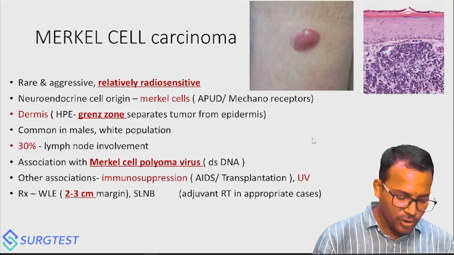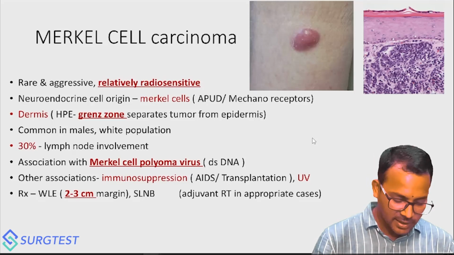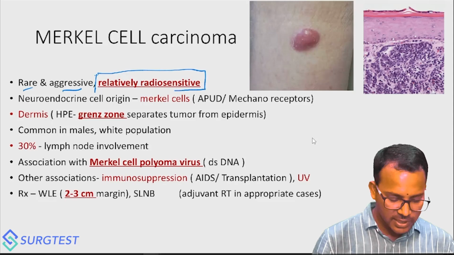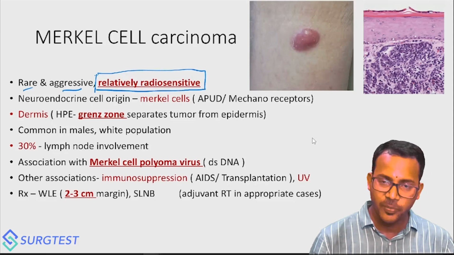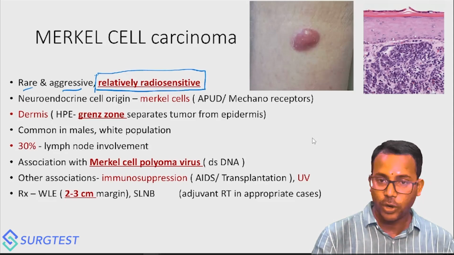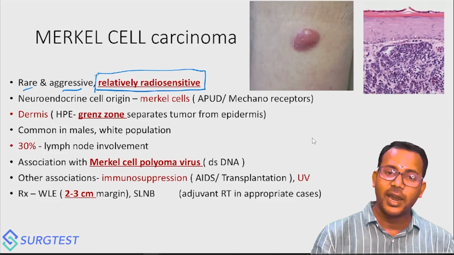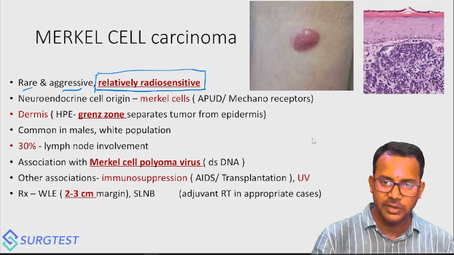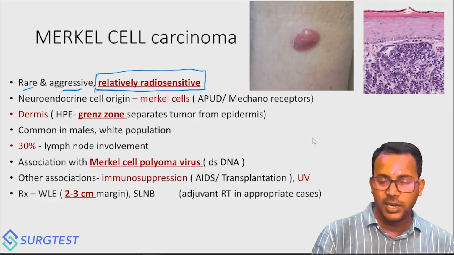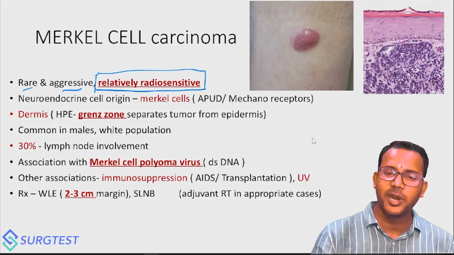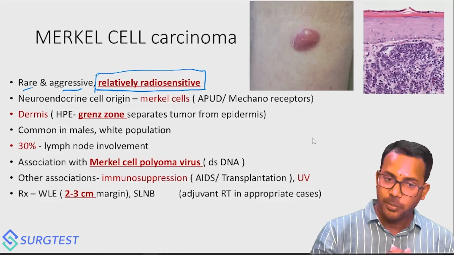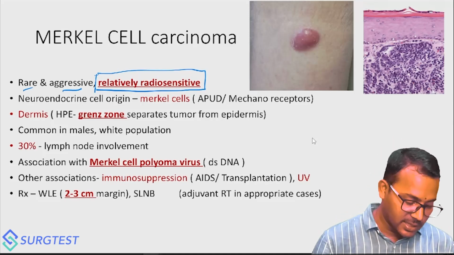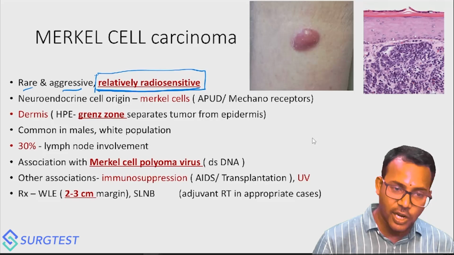Okay, so coming to Merkel cell carcinoma, it is a rare tumor, but it is locally aggressive. It is relatively radiosensitive. This is one point that you have to remember. Malignant melanoma is not at all radiosensitive. That is why adjuvant RT is considered in a few patients. Primary radiotherapy is never given. However, in squamous cell carcinoma, sometimes primary radiotherapy can be given. Merkel cell carcinoma is relatively very radiosensitive.